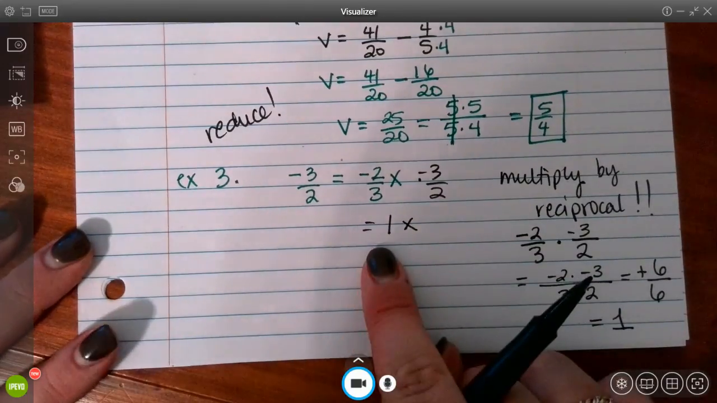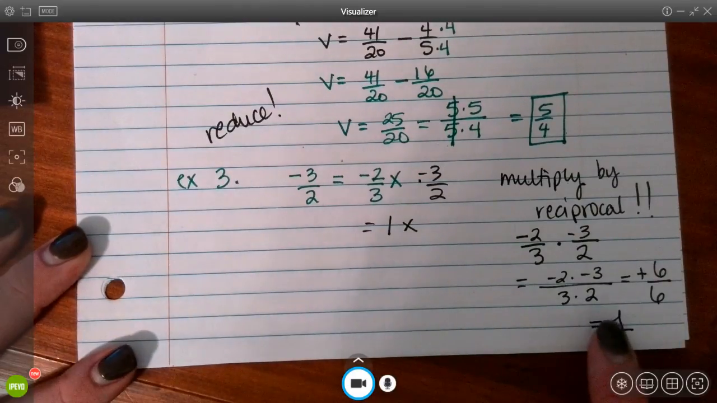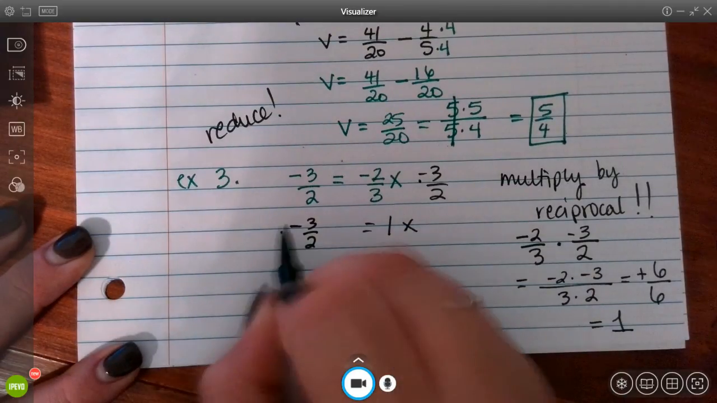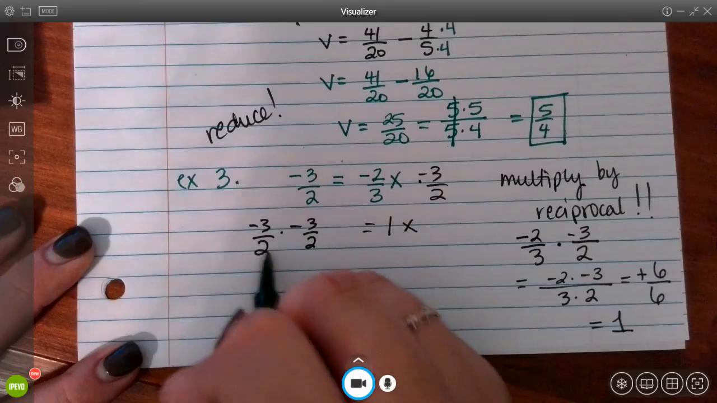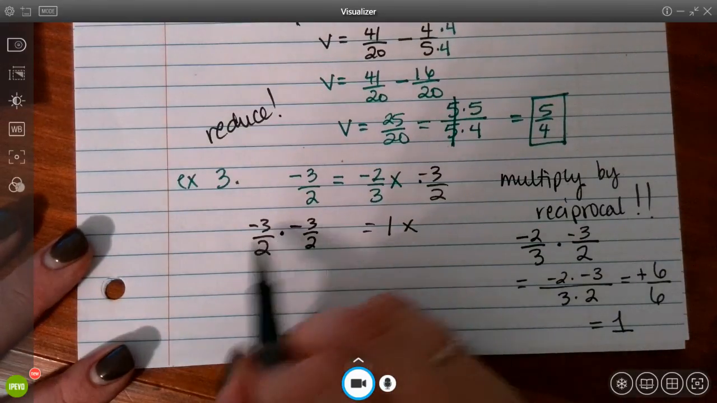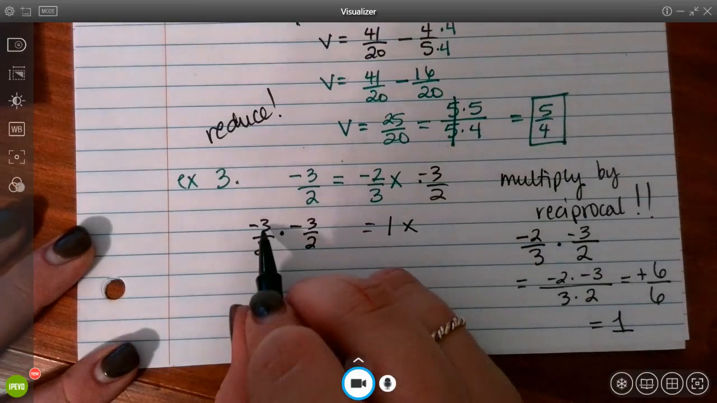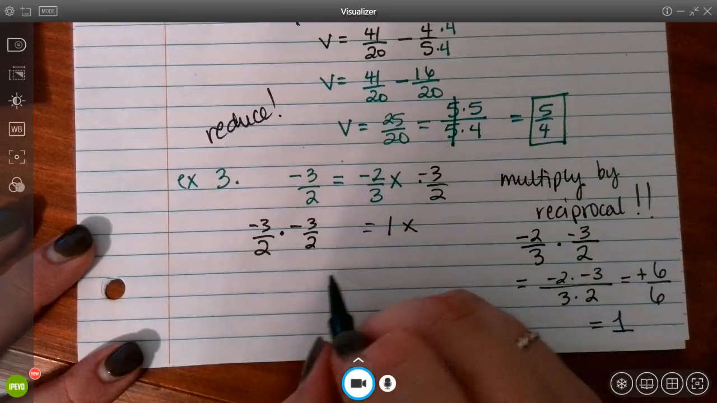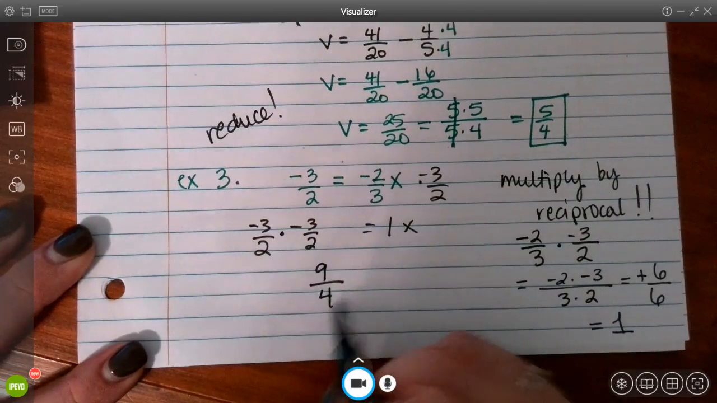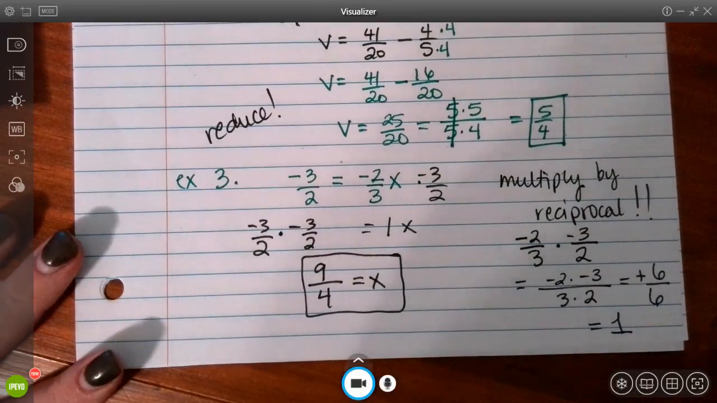Now, we don't always have to write this one out front. I'm just doing it so that you see we've multiplied by the reciprocal. So if I do that to this side, I've got to do it to the other side here. So because this is multiplication, I don't have to worry about my denominators. I can just multiply straight across. Negative 3 times a negative 3 is 9. 2 times 2 is 4. Our answer is 9/4.